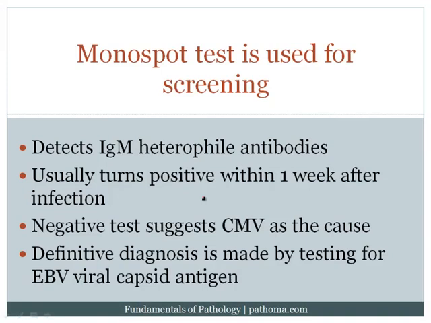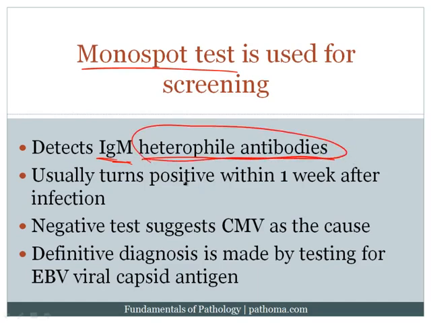When a patient is suspected to have infectious mononucleosis, we screen for the disease via the monospot test. The monospot test is interesting because it detects IgM heterophile antibodies. What are heterophile antibodies? Hetero means other and phile means loving. These are antibodies that have an affinity to bind red blood cells from another animal. For example, patients who have mono will develop IgM against sheep red blood cells or horse red blood cells. And it's these antibodies that can be detected using the monospot test.